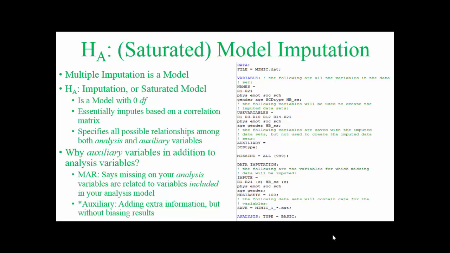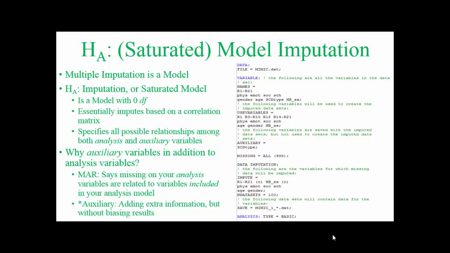So the answer to this next bulleted question, why auxiliary variables in addition to analysis variables, is where we're going to revisit the issue of missing at random. And again, it says missing on your analysis variables are related to variables included in your analysis model. So your missing may or may not be related to other analysis variables, but if you've got extra information like gender, SES, and so on, these are variables we call the usual suspects in the medical center. Because if you have them, add them in, because these are variables known to affect things like adherence, attendance, and so on.